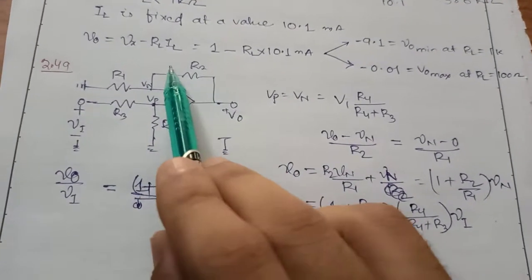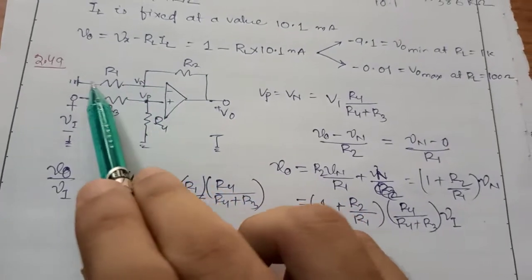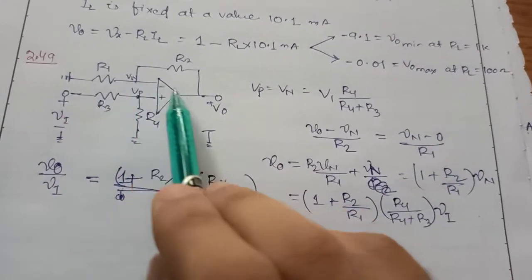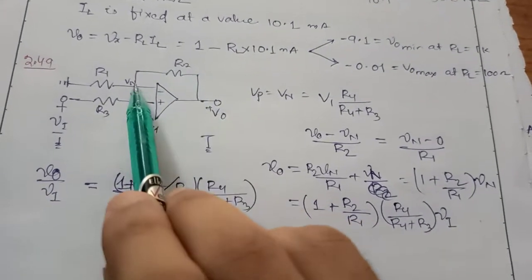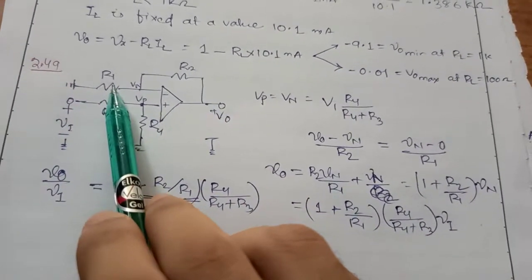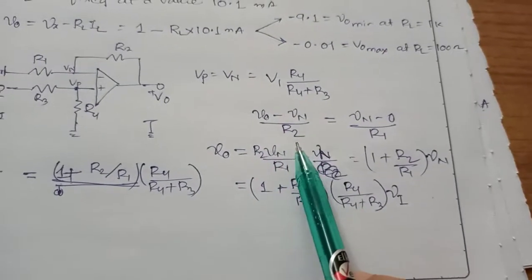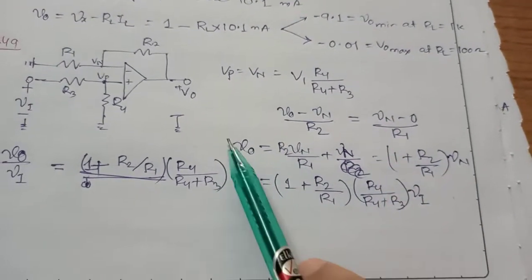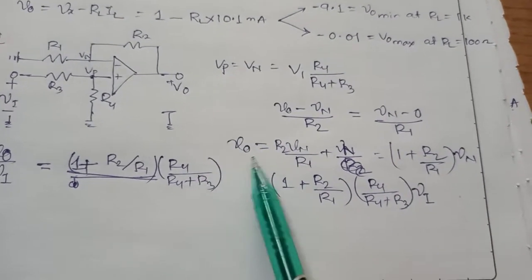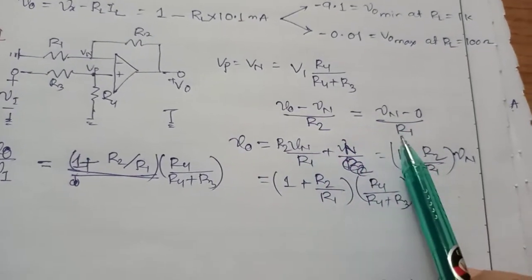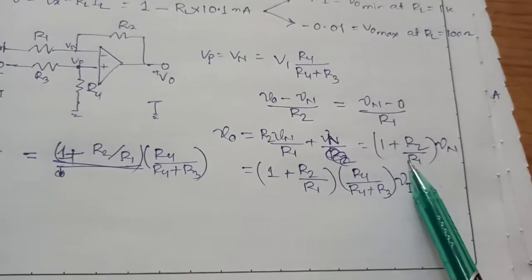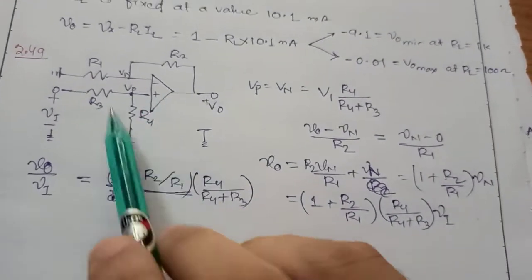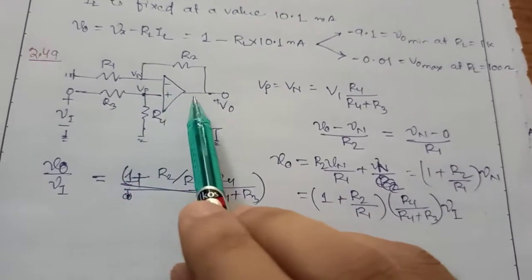Now what will be the current flowing from here? That same current will flow through this because the op-amp will not draw any current. So V0 minus Vn upon R2, that current is the same as V0 minus 0 upon R1. From here you solve, you will get the V0 value, which is nothing but Vn into R2 upon R1, then this Vn will come to this side, plus Vn. It will become 1 plus R2 by R1 into Vn, because it will act as a non-inverting op-amp.